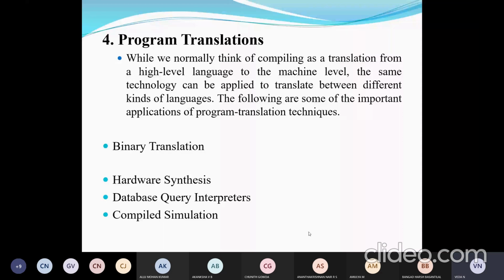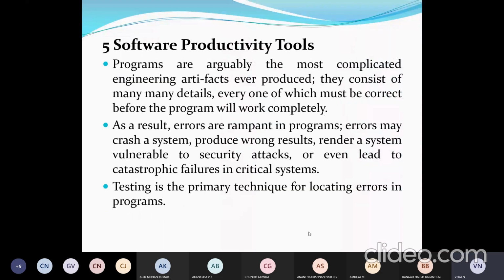For program translation, there are a few techniques which have to be thought of. That is binary translation, hardware synthesis, database query interpreters, and compiled simulations. Okay, so these are the four things which are there.